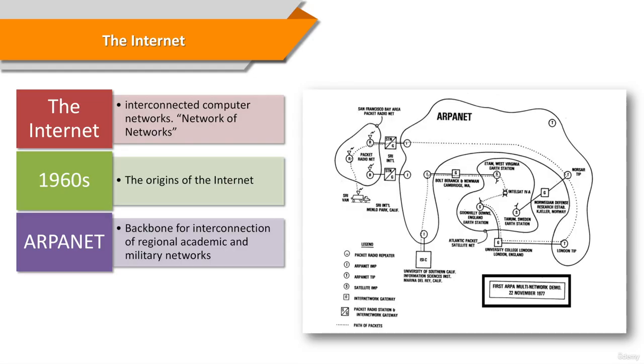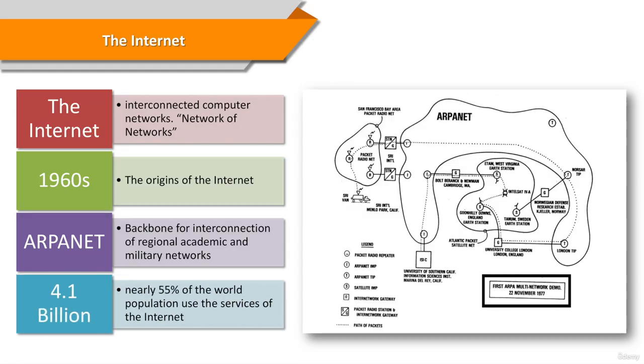The commercialization of what was by the 1990s an international network resulted in its popularization and incorporation into virtually, I'd say, every aspect of modern human life. So as of 31st December 2017, more than 4.1 billion people, nearly 55% of the whole world population, use the services of the Internet. Now, I'll put that in a little perspective here. That's 95% of North Americans and about 85% of Europeans are Internet users.